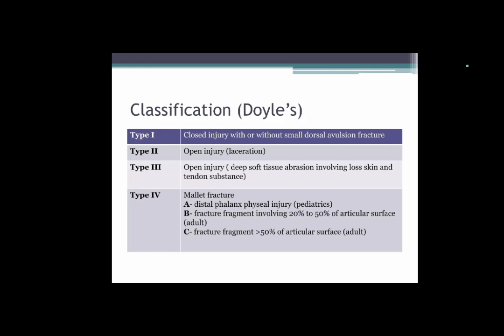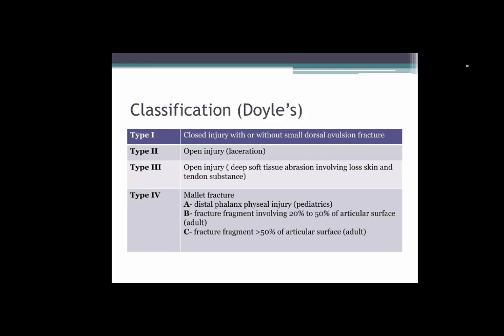Doyle's classification is commonly used to classify mallet finger injuries based on the type and severity of the lesion. Type 1 refers to a closed injury which may occur with or without a small avulsion fracture. Type 2 is an open injury involving tendon laceration. Type 3 includes open injuries with loss of both skin and tendon tissue.